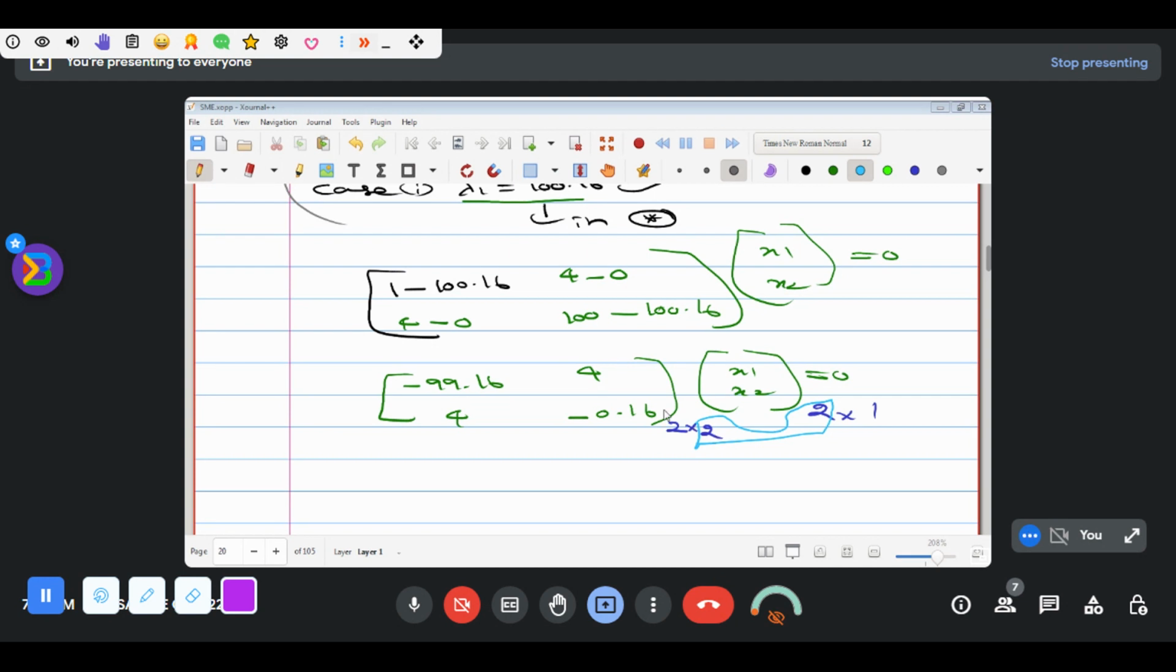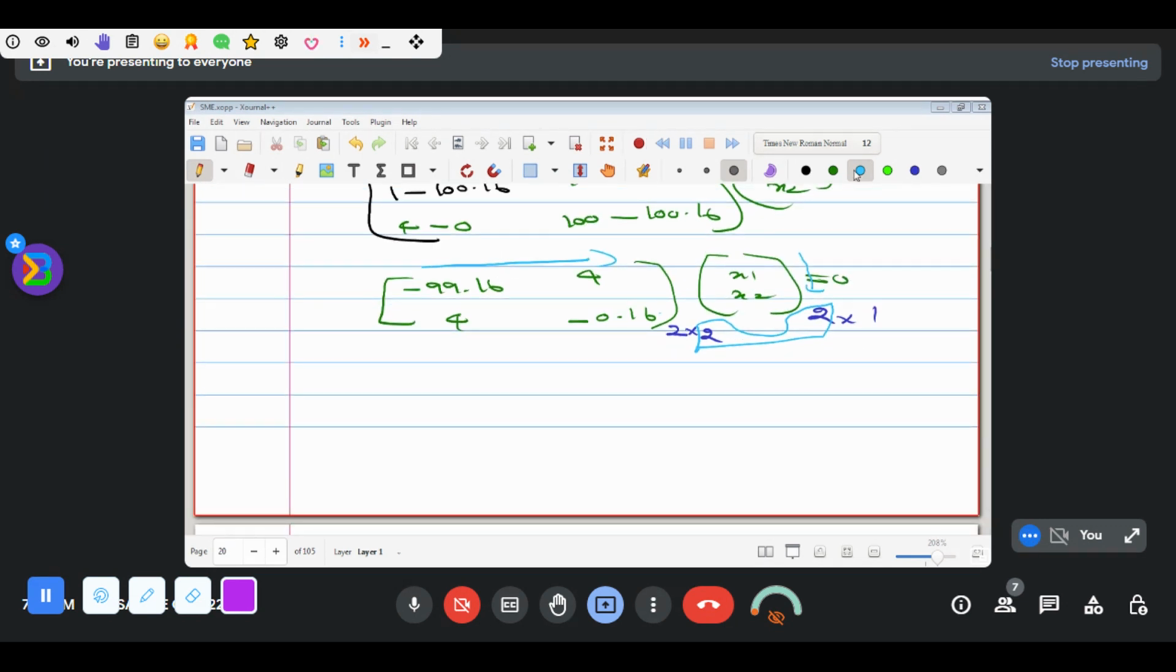Now, 2 is the column here, 2 is the row here. Therefore, matrix multiplication is possible. Now, how to multiply? Take the first matrix's row and the second matrix's first column. First multiply and add. Then what is the value here? Minus 99.16 into what here? x1. Minus 99.16 into x1.